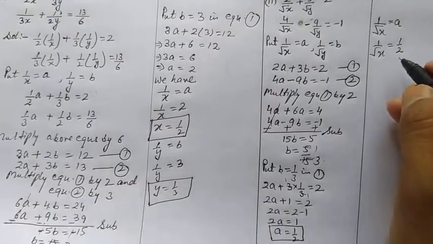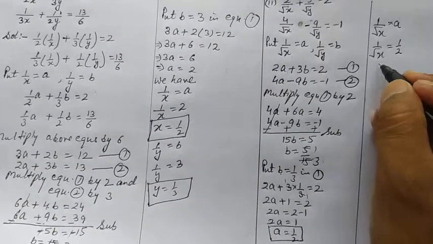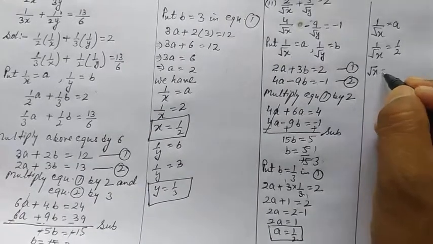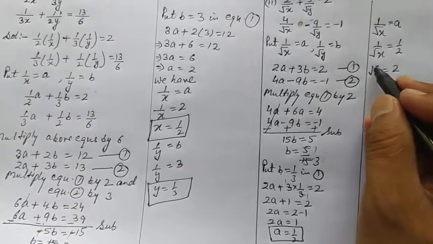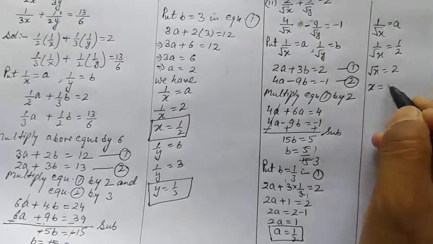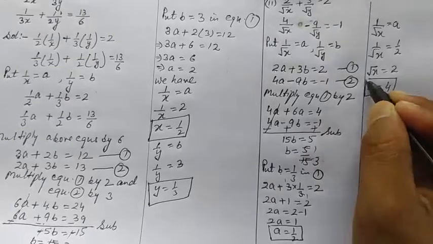Now if I cross multiply, I get root x into 1 is root x is equal to 2 ones are 2. So if I square both sides here, root x square is x and 2 square is 4. So it means x value is 4 here.